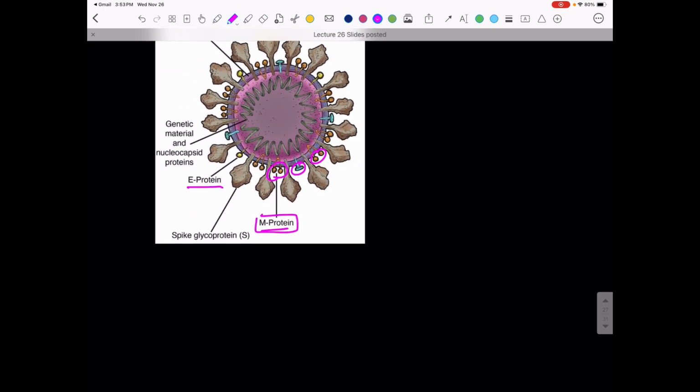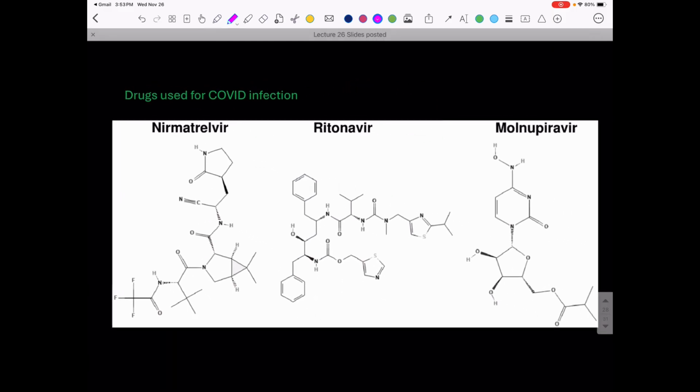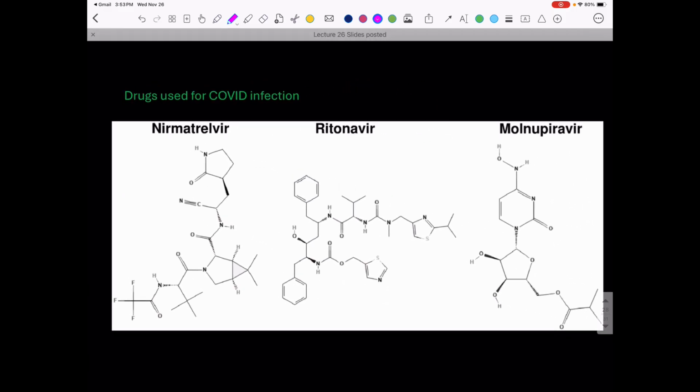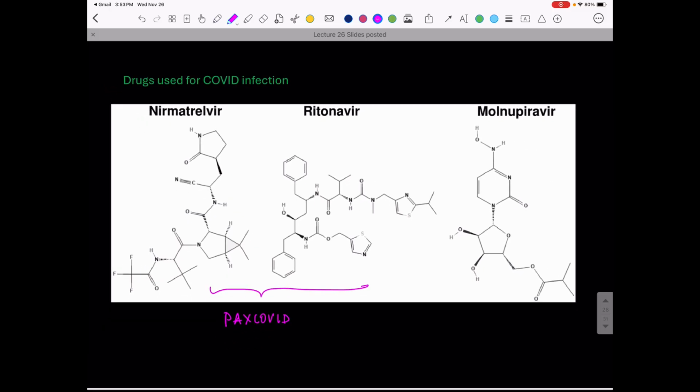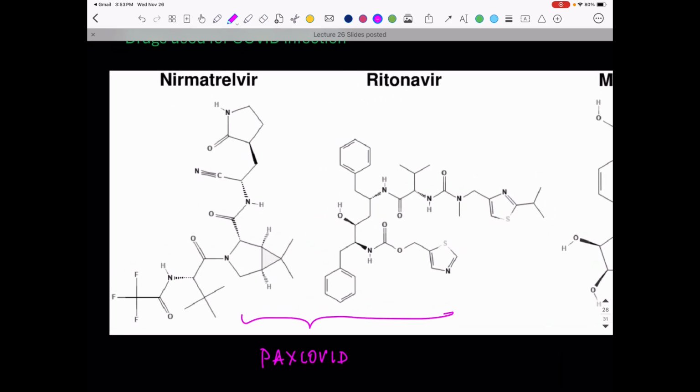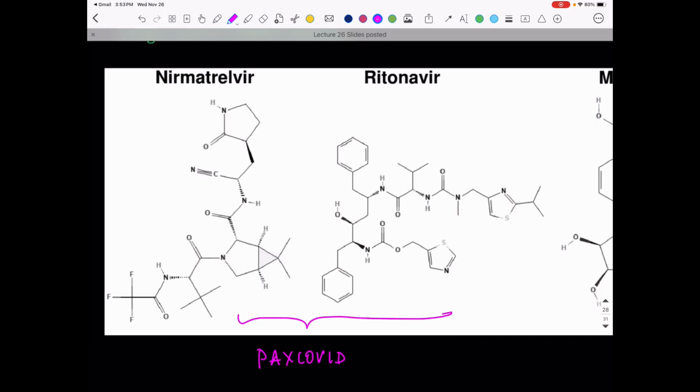So one of the common drugs that we use for COVID is called Paxlovid. You may have heard of this. It's usually used as an oral tablet or a capsule. In fact, it contains two compounds in some ratio as a mixture of these two drugs: Nirmatrelvir and Ritonavir. So these are the two compounds that it contains.